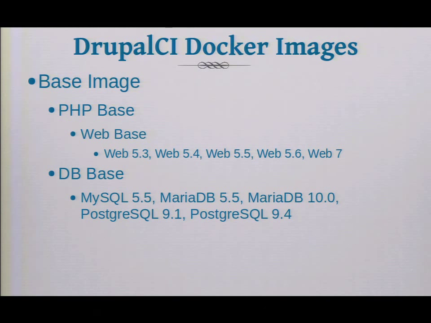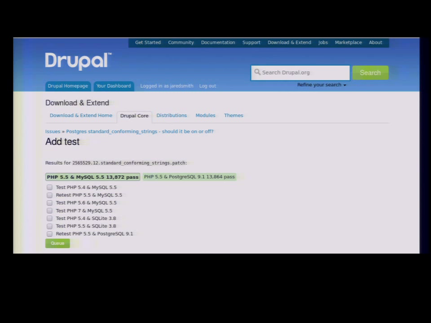And then same thing with the databases. We have a database base image. And then we have MySQL 5.5, MariaDB 5.5, MariaDB 10, Postgres 9.1, and Postgres 9.4. So we can actually go out and test across all those different versions. And if you don't believe me, just yesterday I was sitting in the sprint room and tested a couple of things against both MySQL and Postgres, and look, I could go schedule that test. Oh, I want to test against PHP 7 and MySQL 5.5. It's there today. It works, mostly. No, it really does work, and it's working surprisingly well. So kind of fun stuff.